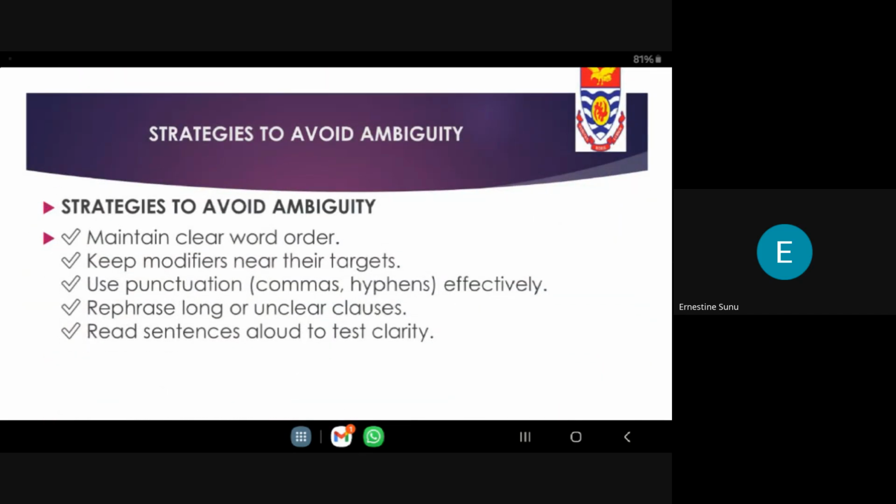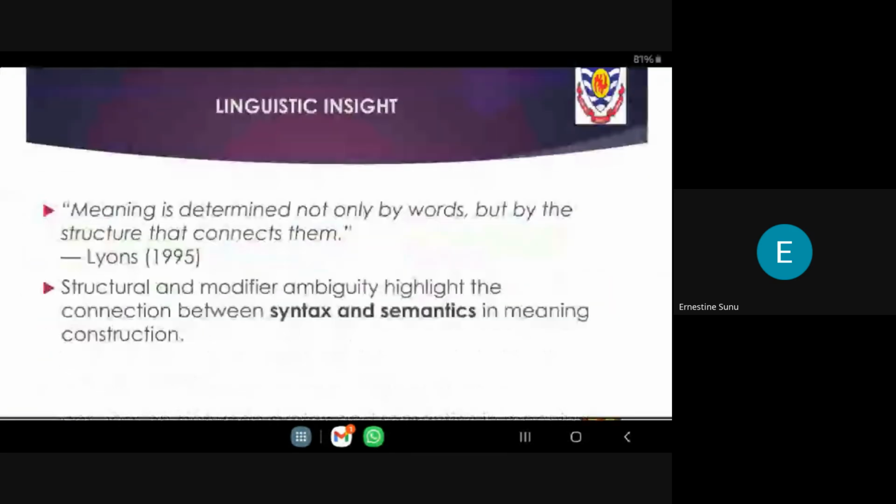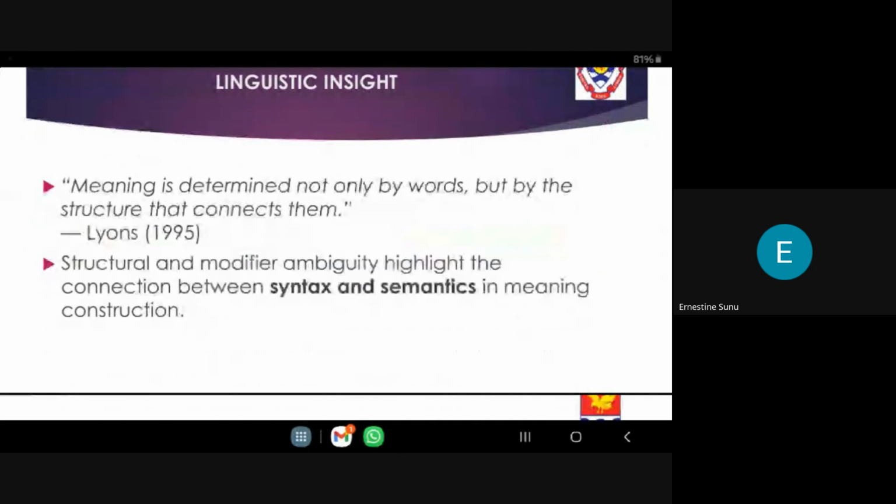So, strategies to avoid ambiguity: maintain clear word order, keep modifiers near their targets, use punctuation, commas, and hyphens effectively, rephrase long or unclear clauses, and read sentences aloud to test clarity. This is just a linguistic insight: meaning is determined not only by words, but by the structure that connects them (Lyons, 1995). Structural and modifier ambiguity highlight the connection between syntax and semantics in meaning construction.